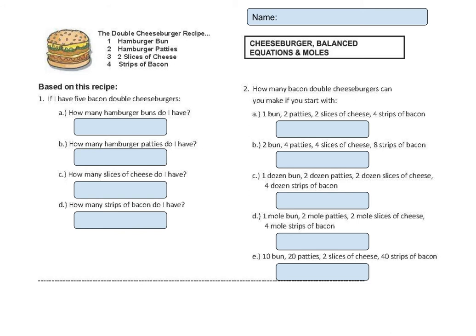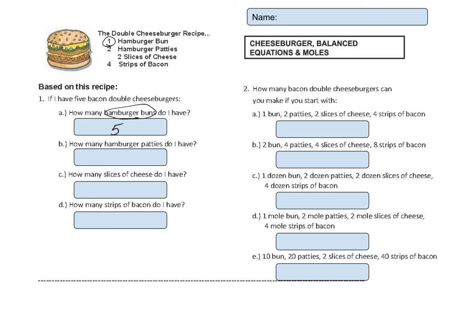If I have a double cheeseburger recipe, and that recipe says that to make one, I need 1 hamburger bun, 2 hamburger patties, 3 slices of cheese, and 4 strips of bacon. I want to know how many hamburger buns I would need if I wanted 5 bacon double cheeseburgers. Well, I need 1 hamburger bun per bacon double cheeseburger. So that's easy. I just need 5.